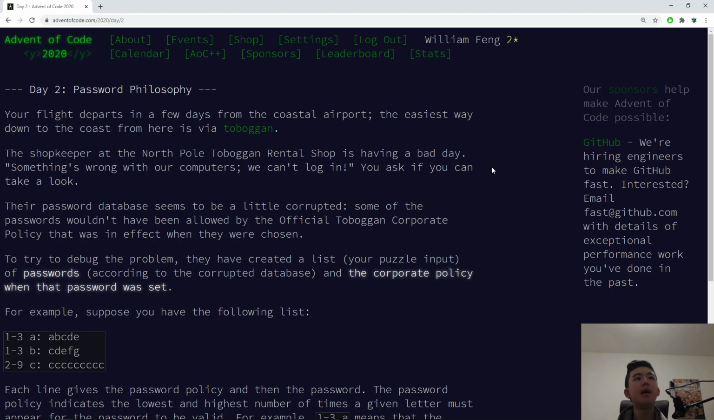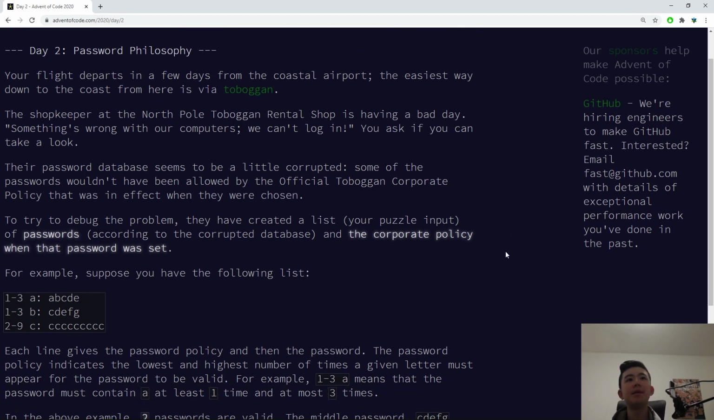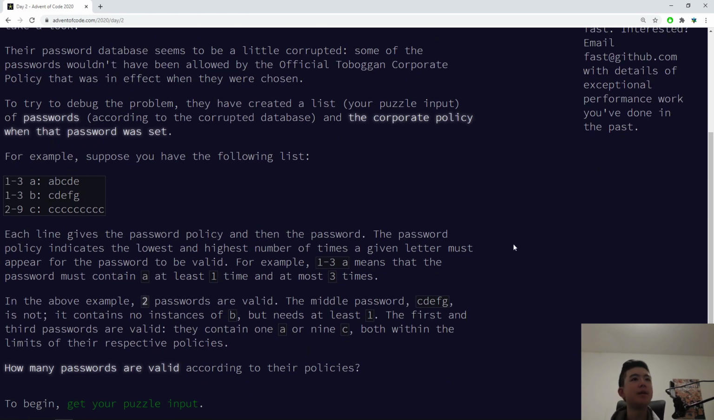Okay, so I'm going to read the problem. Day 2, Password Philosophy. Your flight departs in a few days from the coastal airport. The easiest way down to the coast from here is via toboggan. The shopkeeper at the North Pole Toboggan Rental Shop is having a bad day. Something's wrong with our computers. We can't log in. You ask if you can take a look. Their password database seems to be a little corrupted. Some of the passwords wouldn't have been allowed by the official Toboggan corporate policy that was in effect when they were chosen. To try to debug the problem, they have created a list, your puzzle input, of passwords according to the corrupted database and the corporate policy when that password was set.